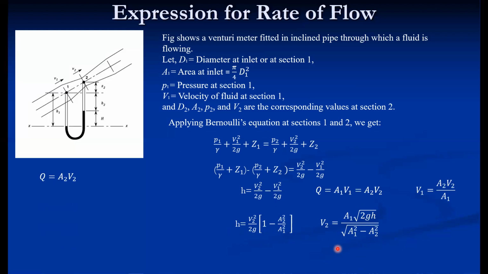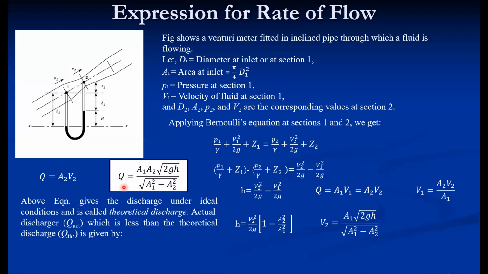Then this is about V2. So according to the continuity equation, Q is equal to A2 V2, and then we put the value of V2 here. So multiplying this expression by A2, we get the discharge value. Now, while deriving this particular expression, we have considered Bernoulli's equation. Bernoulli's equation doesn't take into account the losses encountered. So whatever discharge is obtained is under ideal conditions and is called the theoretical discharge.